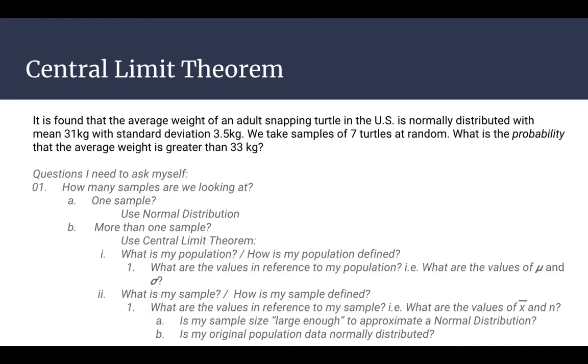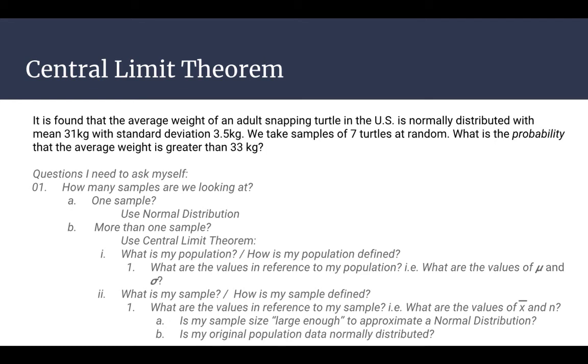So I've listed questions that I need to ask myself. How many samples are we looking at? One sample or more than one sample? If we're looking at one sample, we're just using the normal distribution. If we're looking at more than one sample, we're using the central limit theorem. But can we even use the central limit theorem? I then need to ask myself, what is my population? How is my population defined? What is my sample and how is my sample defined?